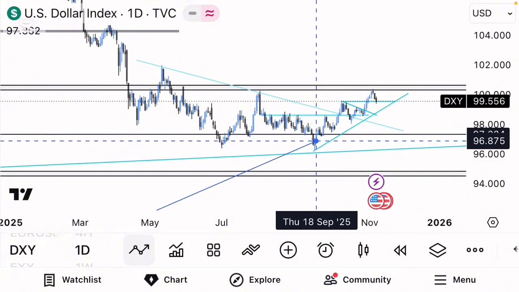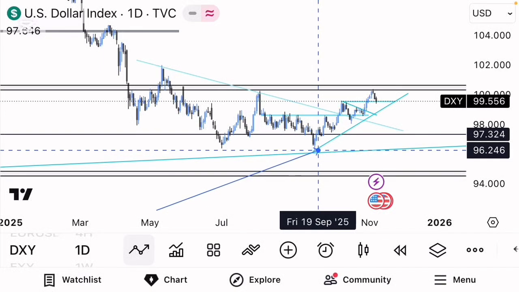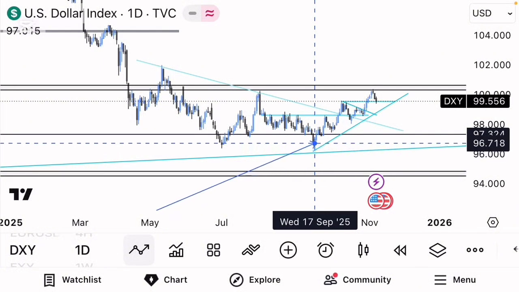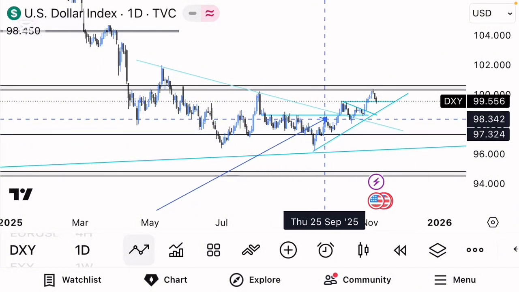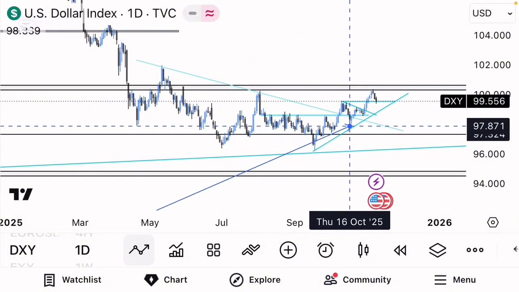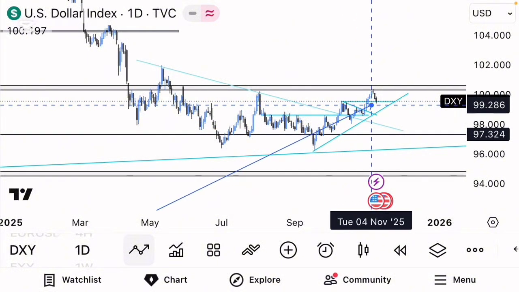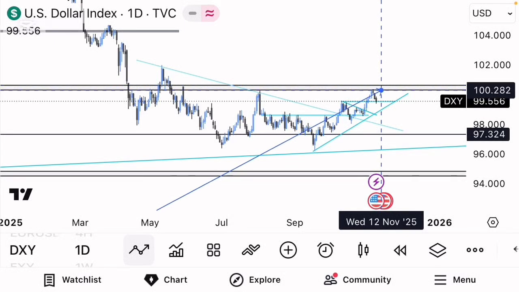As you can see here, on the touch of this buy trend line, we could see that the market started to make what we call higher highs and higher lows, higher highs and higher lows, and potentially this is the higher low for a much bigger move to this level here.